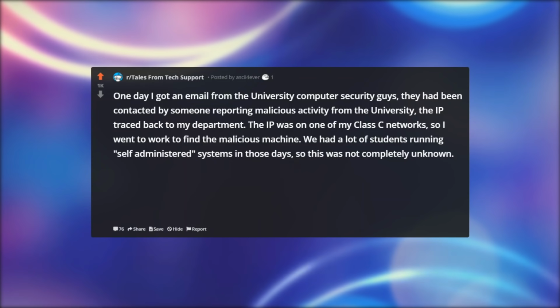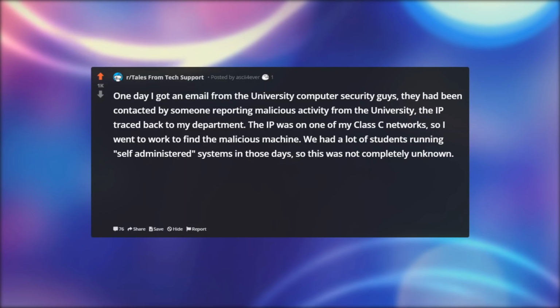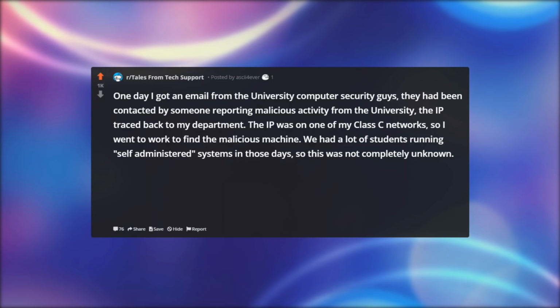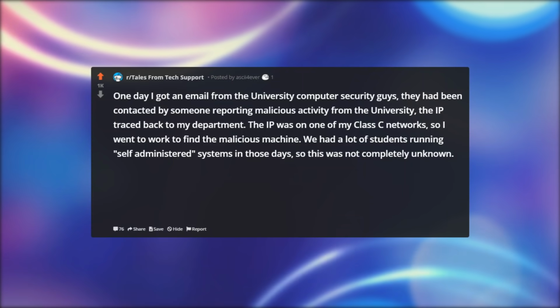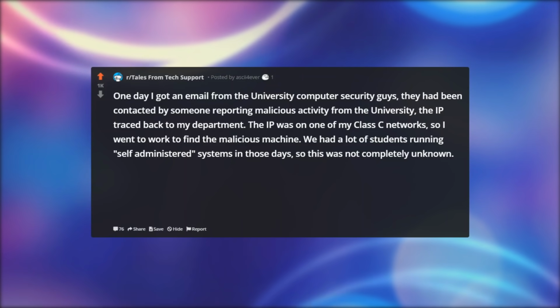One day I got an email from the university computer security guys. They had been contacted by someone reporting malicious activity from the university. The IP traced back to my department. The IP was on one of my Class C networks, so I went to work to find the malicious machine. We had a lot of students running self-administered systems in those days, so this was not completely unknown.